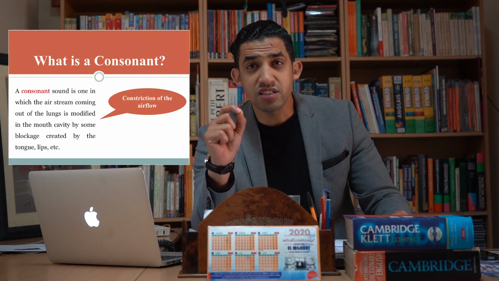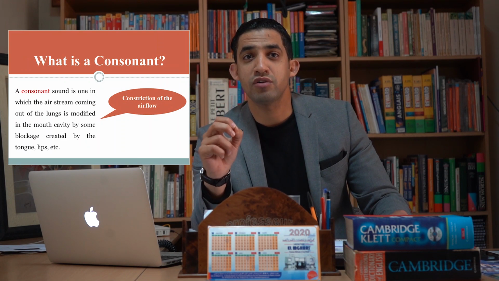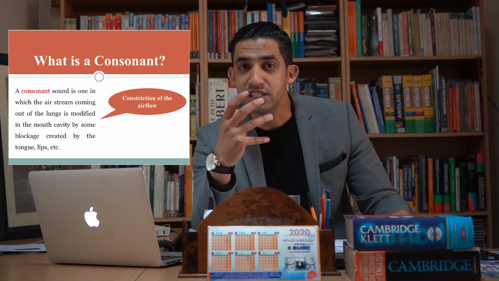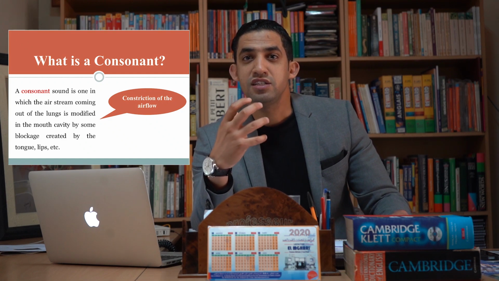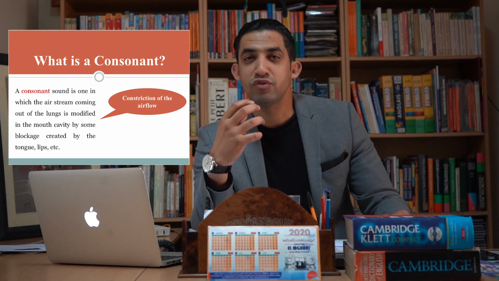In fact, the basic division of phonetic classifications, as we have seen last time, is exactly the vowel-consonant categorization. We've seen that a vowel is a sound produced with a relatively free passage of the airstream, with no obstruction of the flow of air from the lungs. So what about a consonant? What is a consonant sound? Actually, when it comes to consonants, it's the opposite. A consonant sound is one in which the airstream coming out of the lungs is modified in the mouth cavity by some blockage of the air created by articulators. This means that there is a constriction or an obstruction of air in the vocal tract.